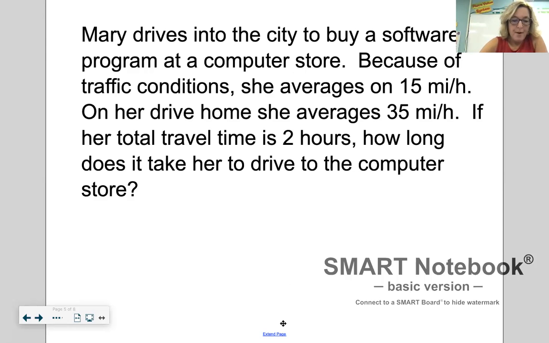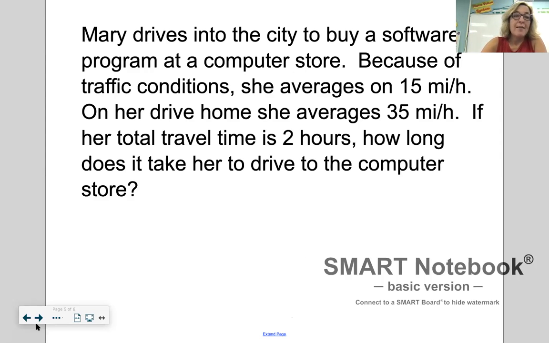Okay, on this one, Mary drives into the city to buy a software program at a computer store. It's kind of an old problem, right? Because of traffic conditions, she averages 15 miles per hour. On her drive home, she averages 35 miles an hour. If her total travel time is 2 hours, how long does it take her to drive to the computer store? So we're looking for time again, because we're looking for how long, okay?